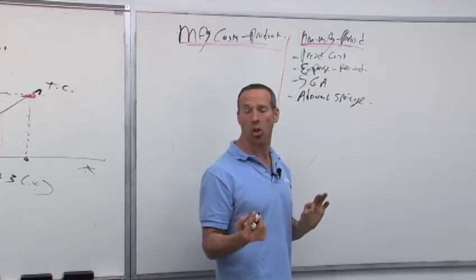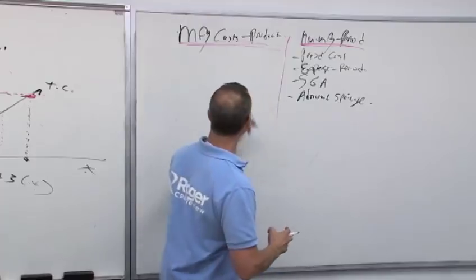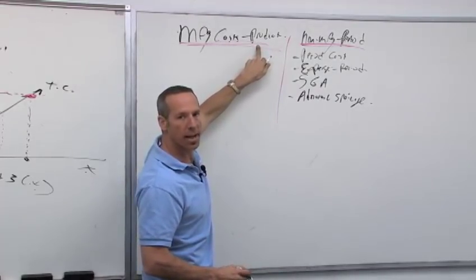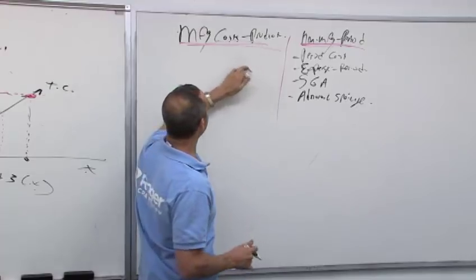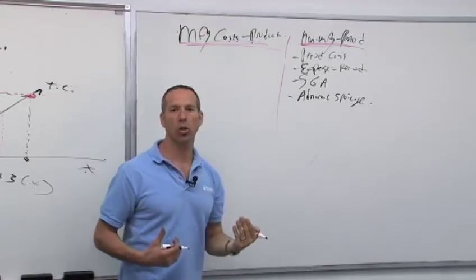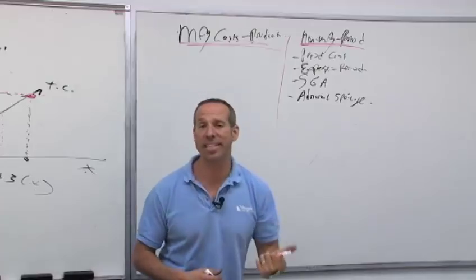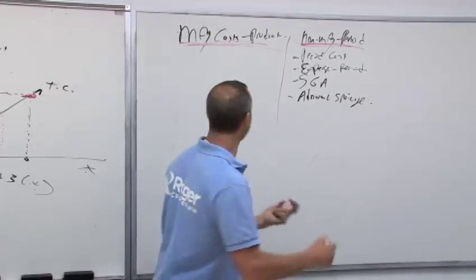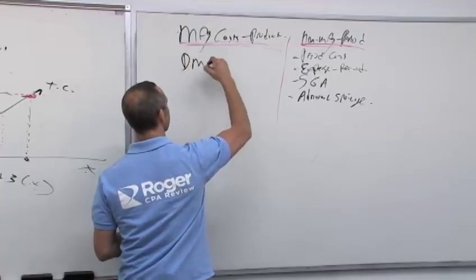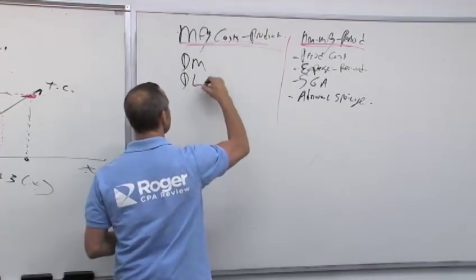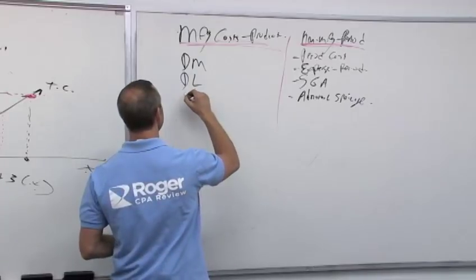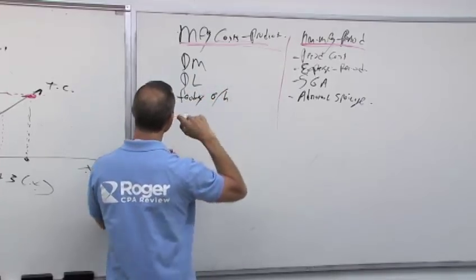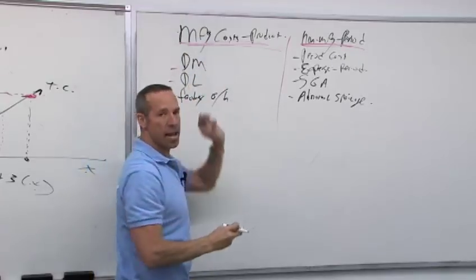Versus the other cost is called a product cost. Those are manufacturing costs. They become part of the cost of the product that you are manufacturing. Now, as far as manufacturing costs, they include three basic elements: direct materials, direct labor, and manufacturing or factory overhead. So I'm going to call that direct materials, DM, direct labor, and factory overhead. Those are the three different types of manufacturing costs.